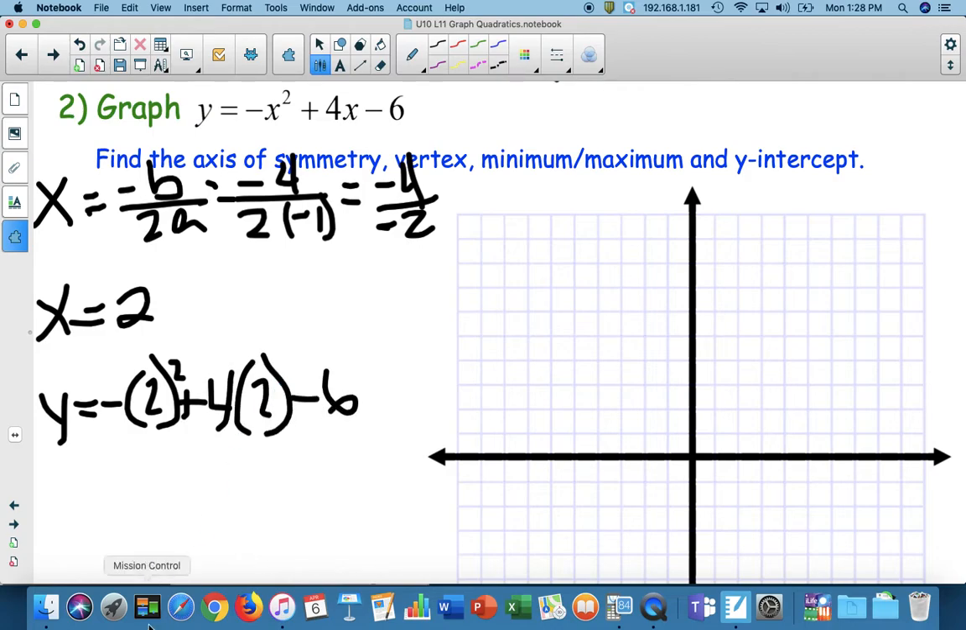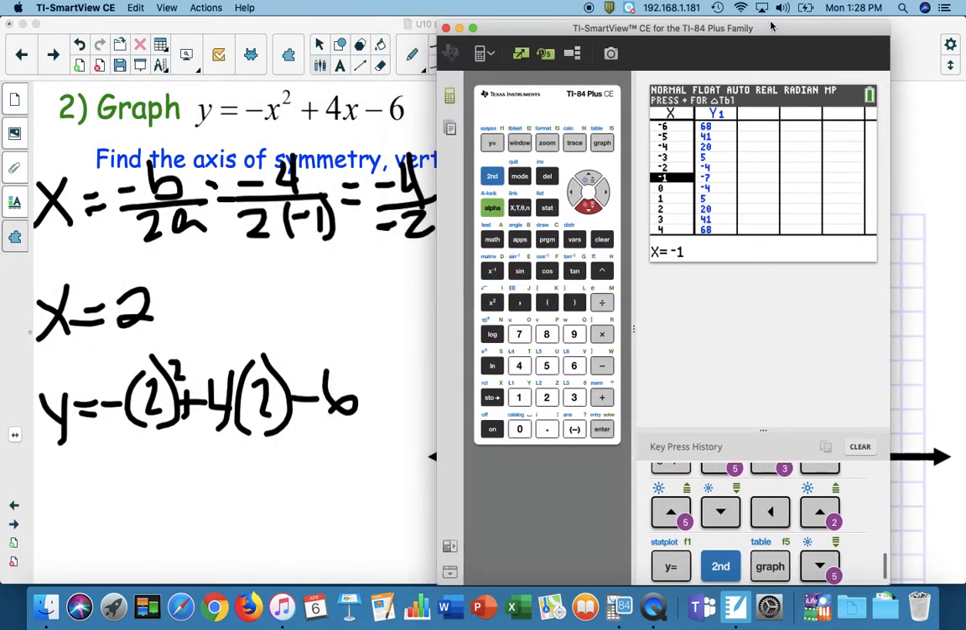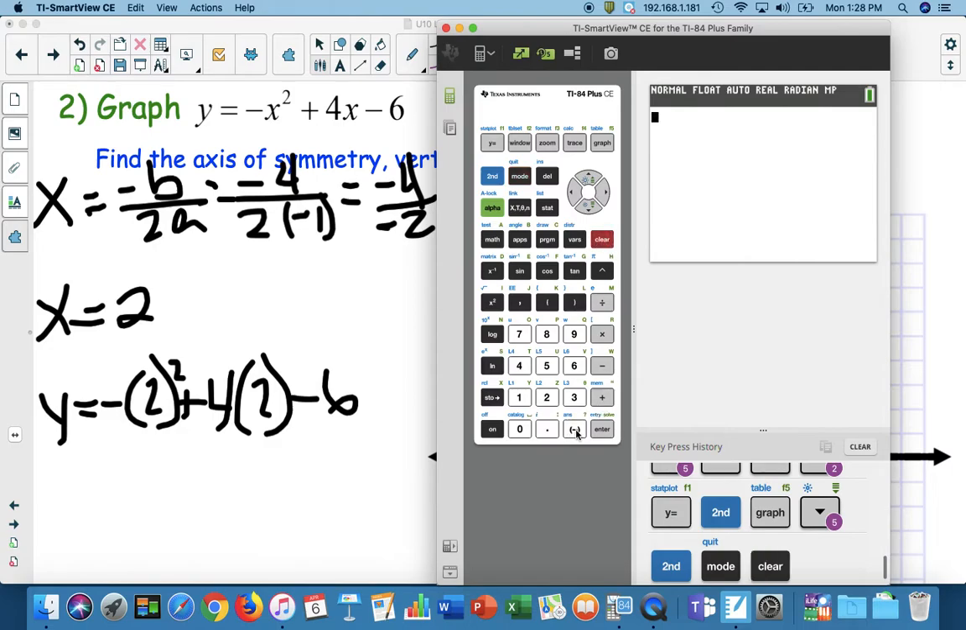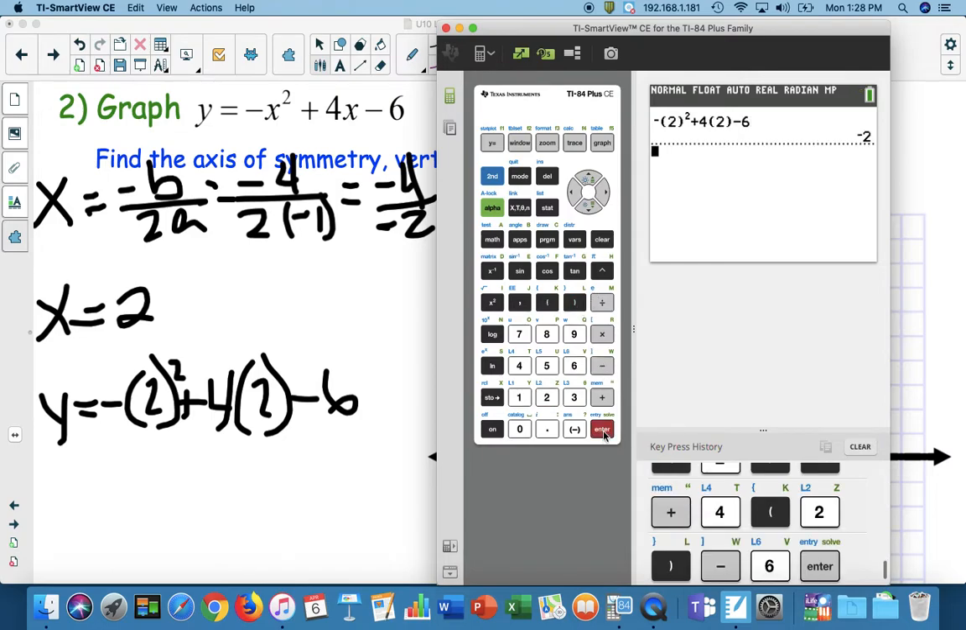And now let's just plug this into our calculator. And again, just like you see it here, you don't have to change anything. Negative parentheses 2 squared plus 4 parentheses 2 minus 6. And we get an answer of -2. So y is equal to -2.